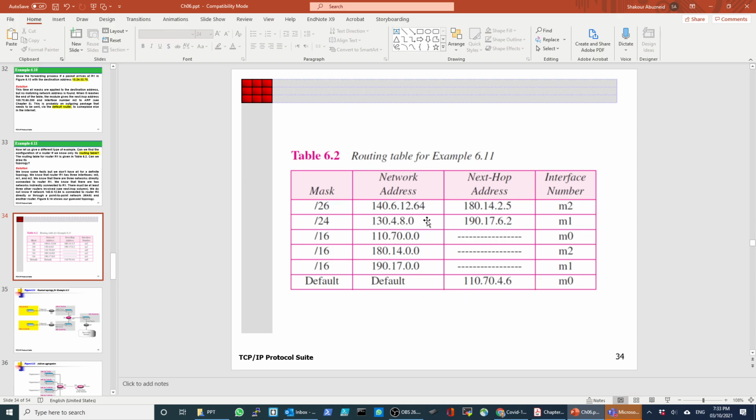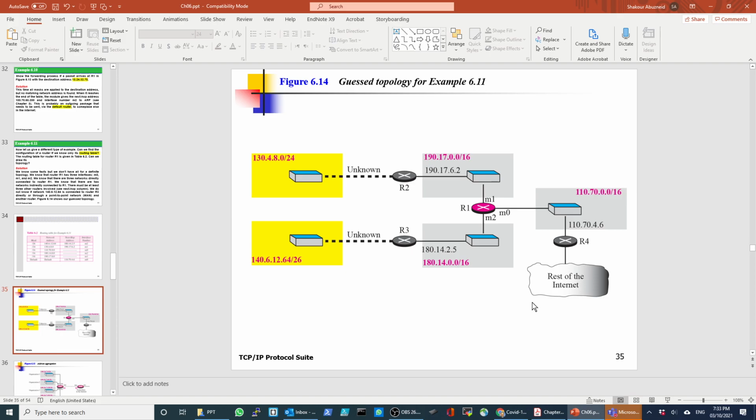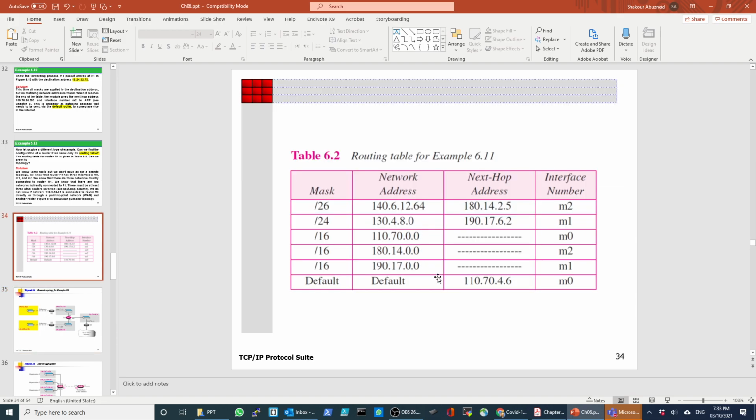So that means, what does it mean? There is a router between the R1 and this. And because they are different values, that means we have other two routers. And that's what we did. We put router 2 and router 3. Right? And then in here, it tells you the network, right?